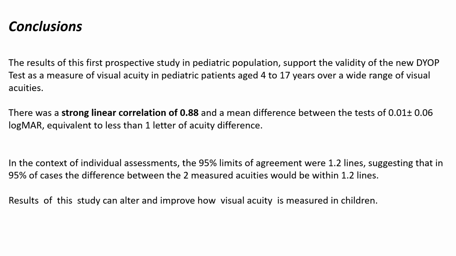In the context of individual assessments, the 95% limits of agreement were 0.2 lines, suggesting that in 95% of cases, the difference between the two measured acuities would be within 1.2 lines. The results of this study can alter and improve how visual acuity is measured in children.